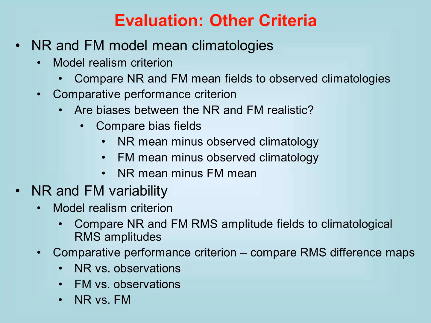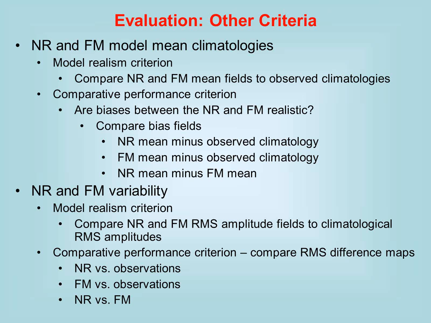In terms of the variability, I'll be comparing model RMS amplitude maps to RMS amplitude maps derived from ocean measurements. And to compare the two models, I'll be looking at RMS difference maps: nature run versus observations, forecast model versus observations, and then between the two models, just to see if differences between each model and observations have similar magnitudes to those between the two models. So if we pass the test reasonably well, then we can declare we have a usable nature run.